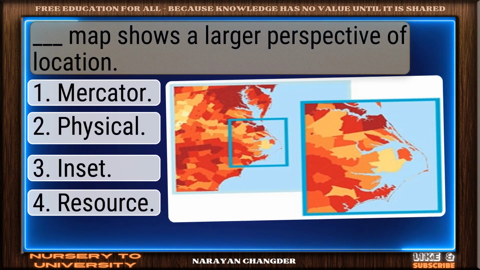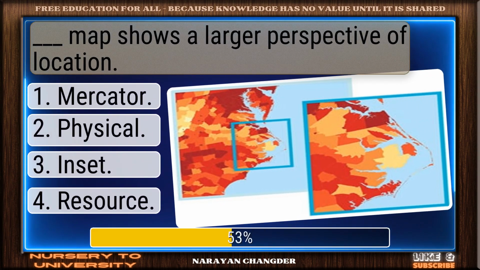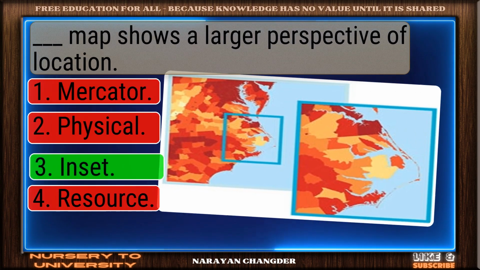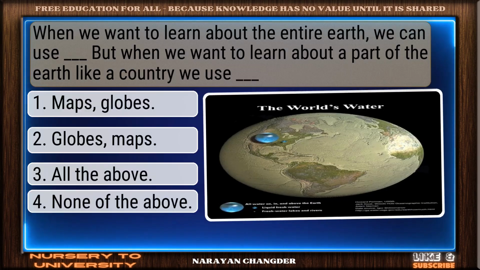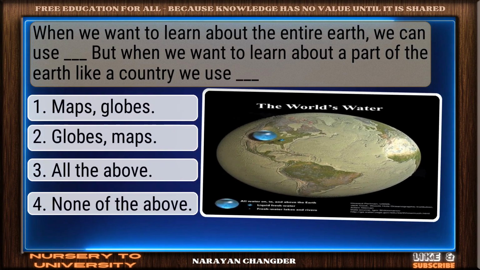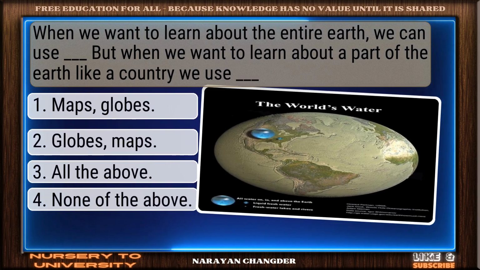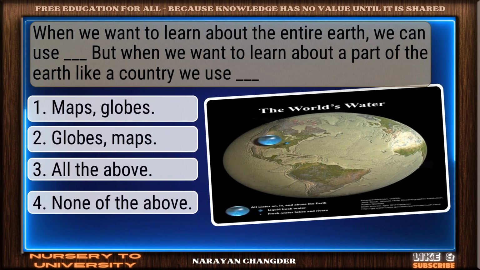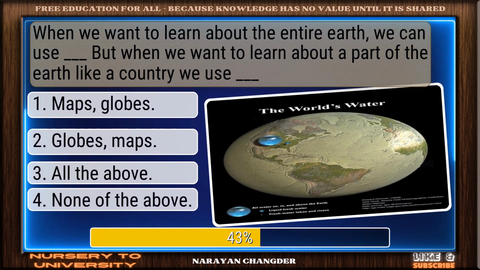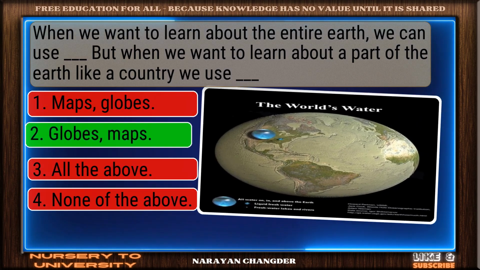Dash. Map shows a larger perspective of location. Great thinking. Inset is the right choice. When we want to learn about the entire Earth, we can use dash. But when we want to learn about a part of the Earth, like a country, we use dash. You chose globes, maps, and it is correct.